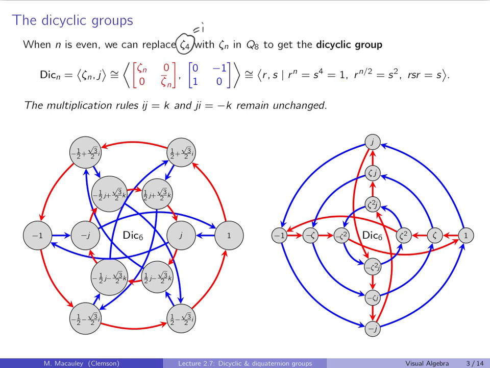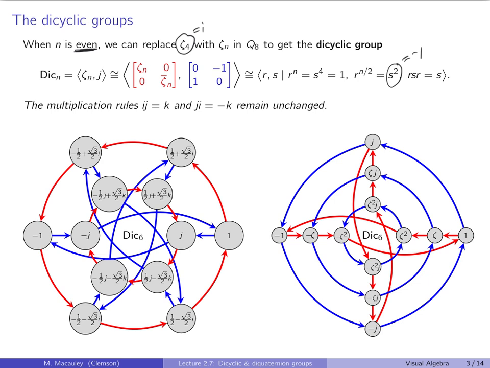This is an n-fold rotation. S to the fourth is the identity. This is like j. j squared is -1. And then we need these two other relations. So RSR equals S. We've seen this little motif before. RSR equals S. It also came up in the dihedral group. But also we need R to the n over 2 equals S squared. And I want you to think about S squared as -1. So that's like j squared. So this is saying that if you take an nth root of unity and you raise it to the n over 2 power, then you get -1. This is one reason why we want n to be even.